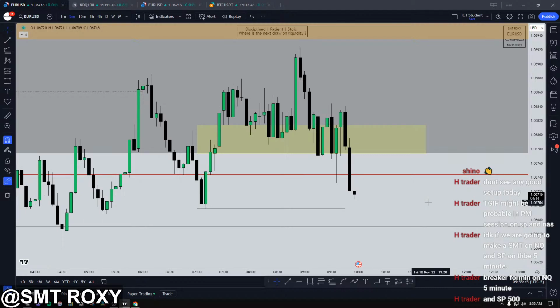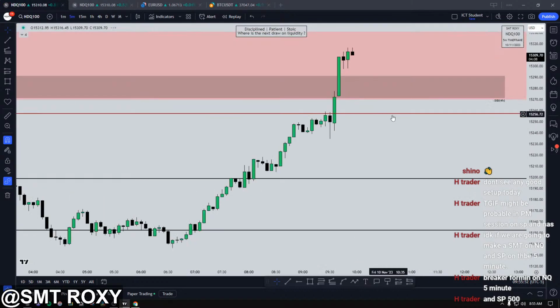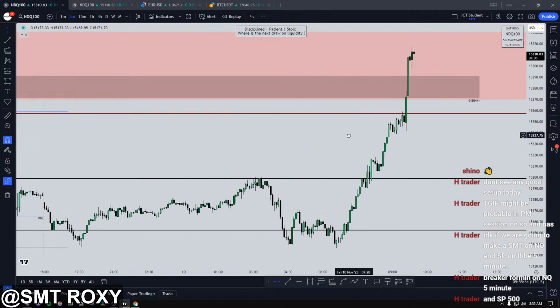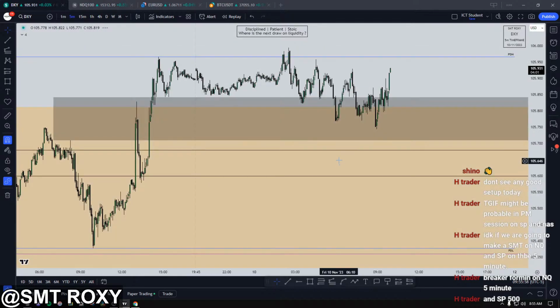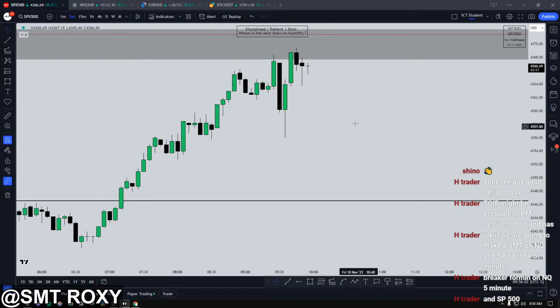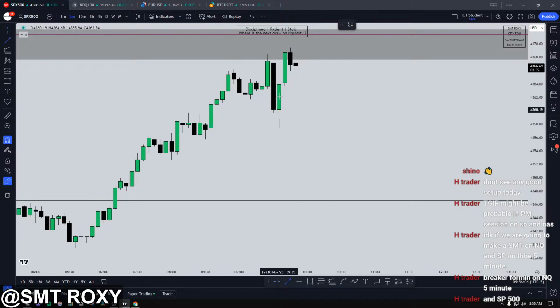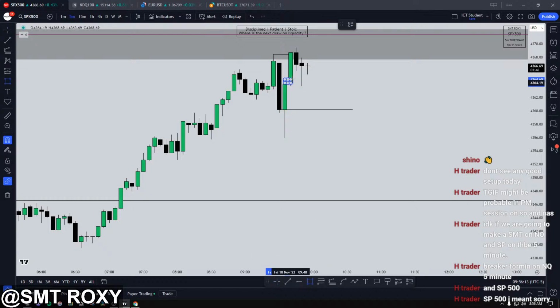Breaker forming on NQ 5 minute and SPX. Let's go see. Breaker. What breaker is he talking about? Breaker block. I don't really see any breakers, probably for SPX, not really on NQ. If we drop, probably this right here. Yeah, I see it for S&P.